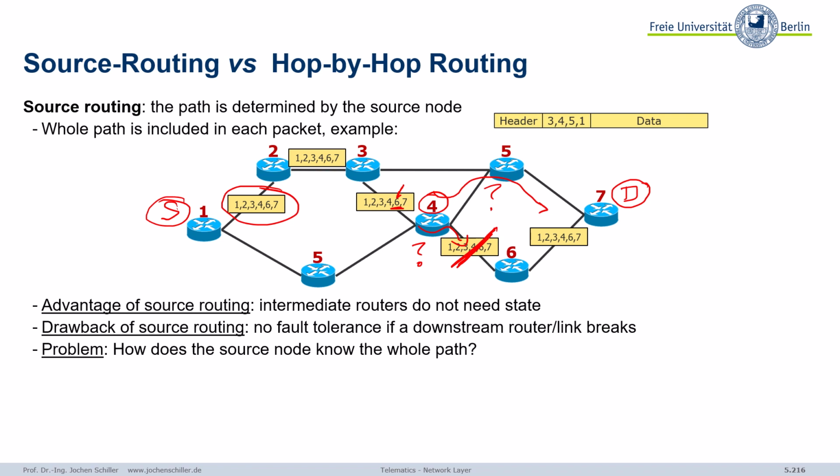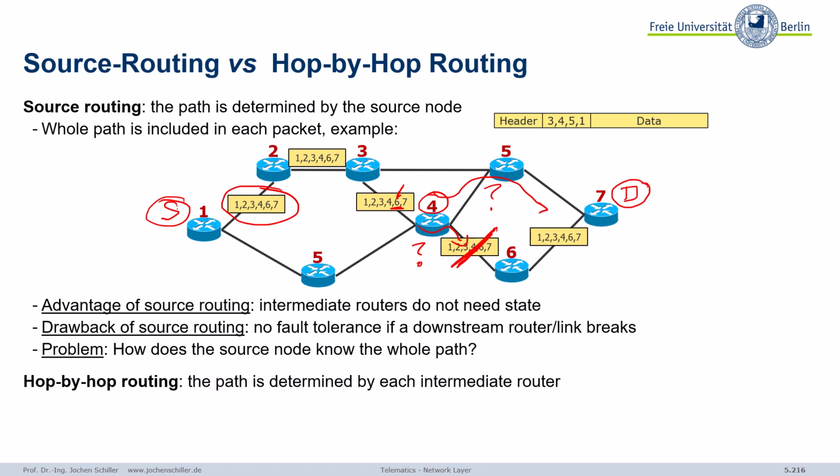How does the source know this? There are certain ways for so-called path discovery, more in mobile communication. So that's one way of doing it. We don't do this in the internet. We do in the internet hop-by-hop routing.